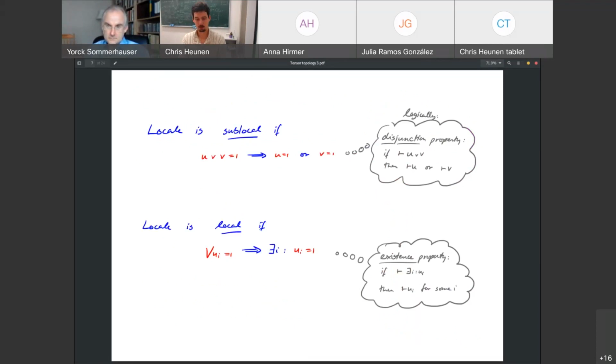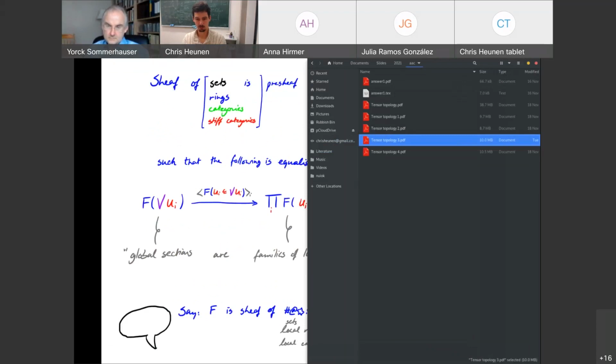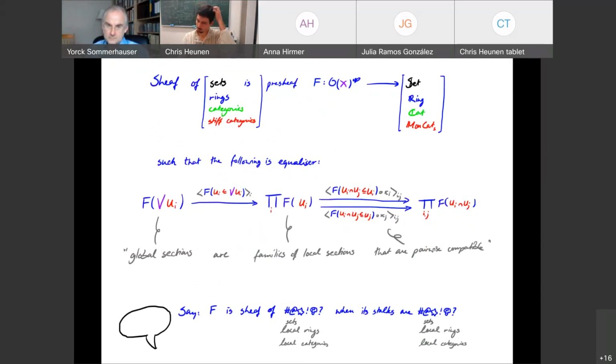Now a category is local exactly when its locale of central idempotents is local. So when its base space is sort of as small as it can get. Does that make sense? So it is not saying that we have no idempotents whatsoever. This is not what is being said.